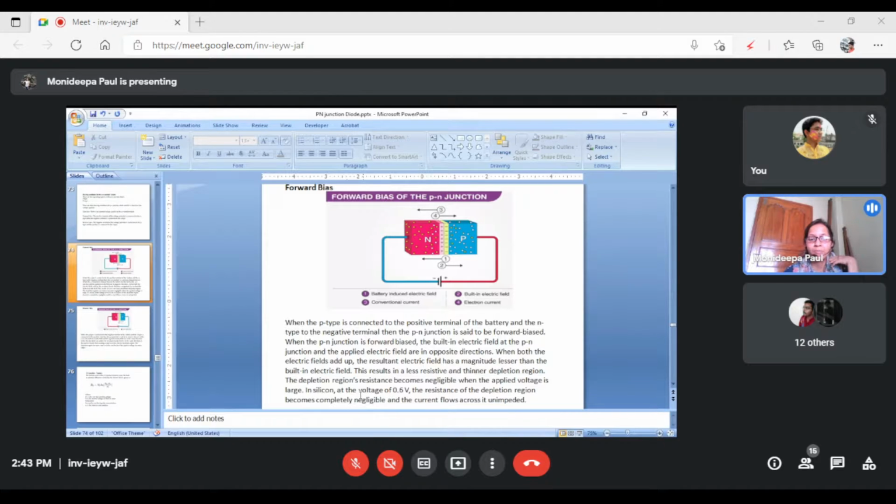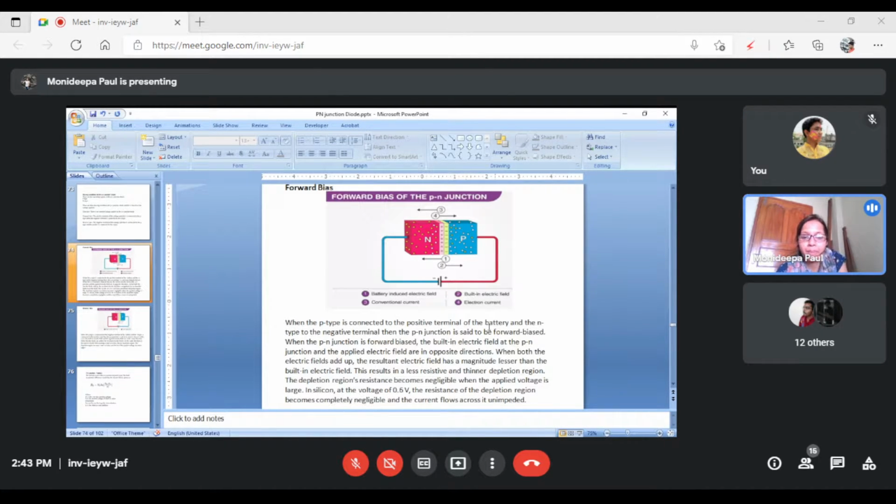In silicon, at 0.6 volt, the resistance of the depletion region becomes completely negligible and the current flows across it. Current will flow through the circuit. Okay.